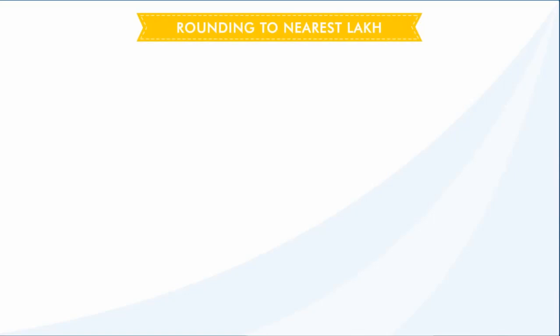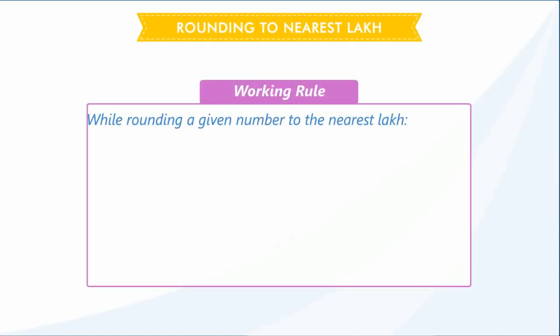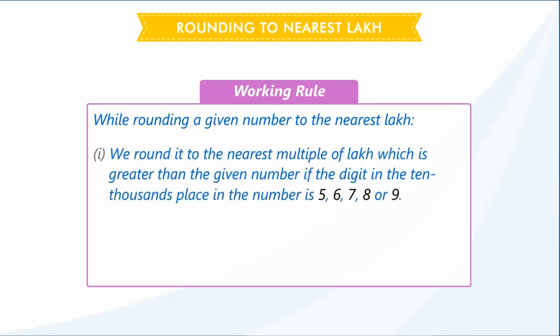Rounding to the nearest lakh. Working rule. While rounding a given number to the nearest lakh, 1. We round it to the nearest multiple of lakh, which is greater than the given number, if the digit in the 10,000s place in the number is 5, 6, 7, 8 or 9.